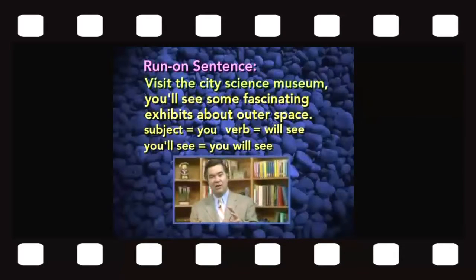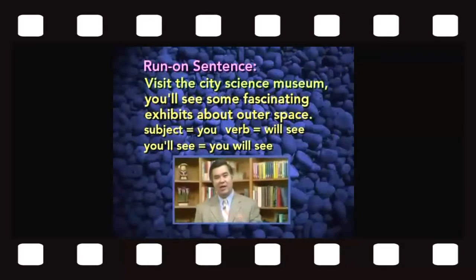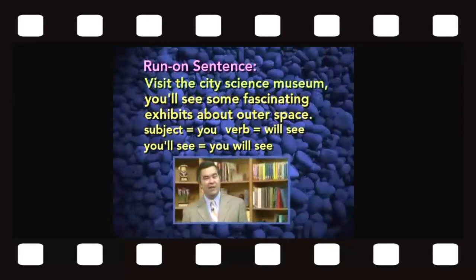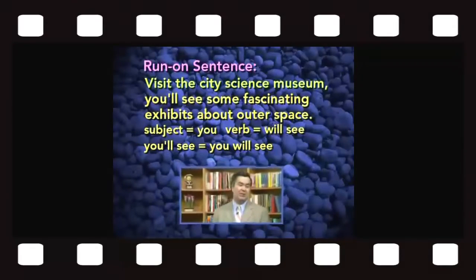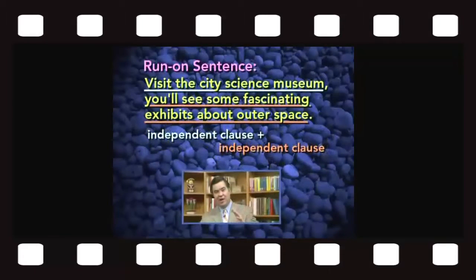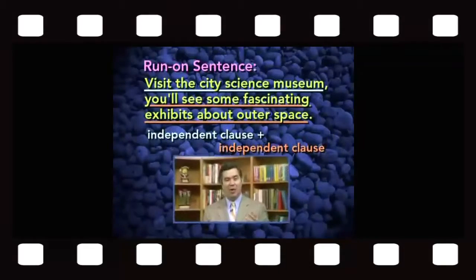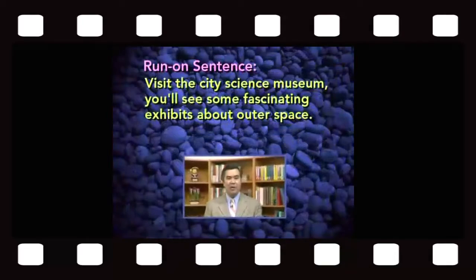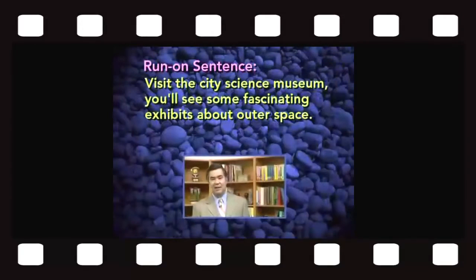So we have two clauses here, either one of which could stand alone as a sentence. Look at that second clause. You'll see some fascinating exhibits about outer space. That could stand alone as a sentence. We have two independent clauses which have simply been stuck together with a comma in between. That's what makes this wrong. It's a run-on sentence. If you had written this in your own paper, you would have to correct it to make the paper grammatically acceptable. What would be a good way to fix this run-on sentence?